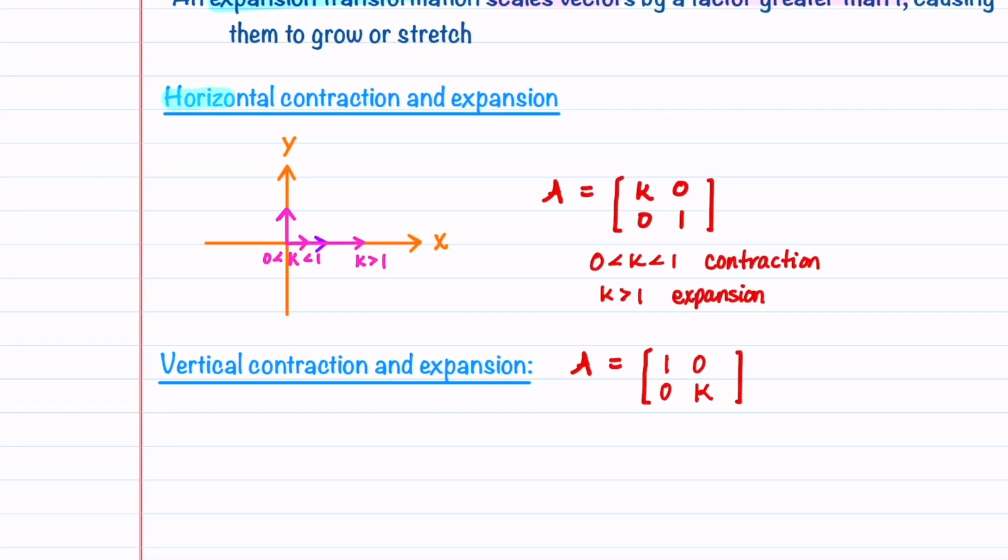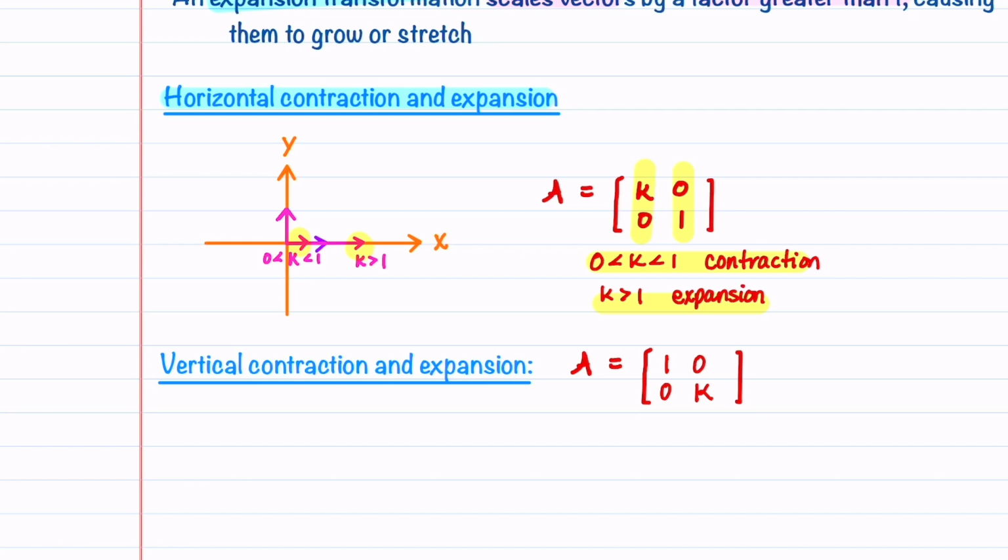Let's first look at a horizontal contraction and expansion. For this transformation, T of E1 is the one that's changing because we're contracting or expanding horizontally. If E1 contracts, then our k is going to be between 0 and 1. And if our E1 expands, then our k is going to be greater than 1. Our T of E2 is going to remain the same because nothing is happening vertically.